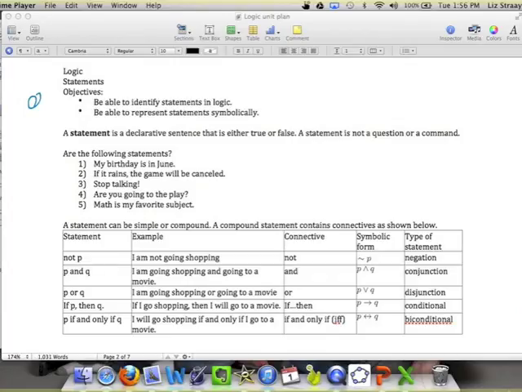My birthday is in June. Is that a statement? Yes. That could be either true or false, but it's not a question, it's not a command. It is a fact. It could be a true or a false fact, though. It is, in fact, true.